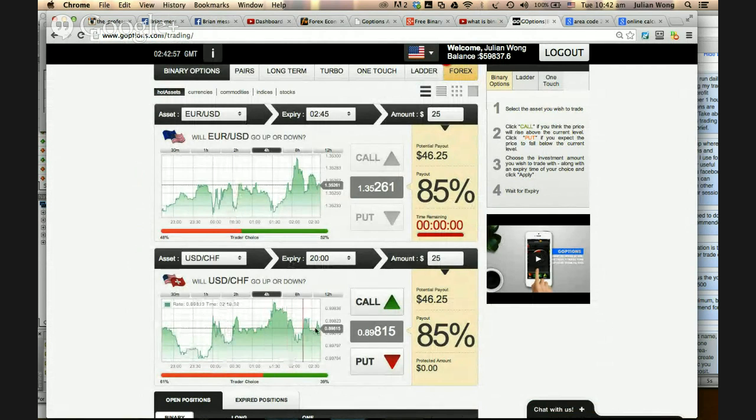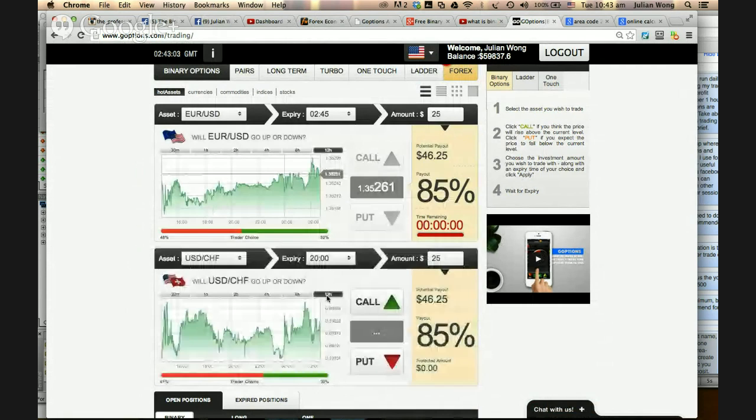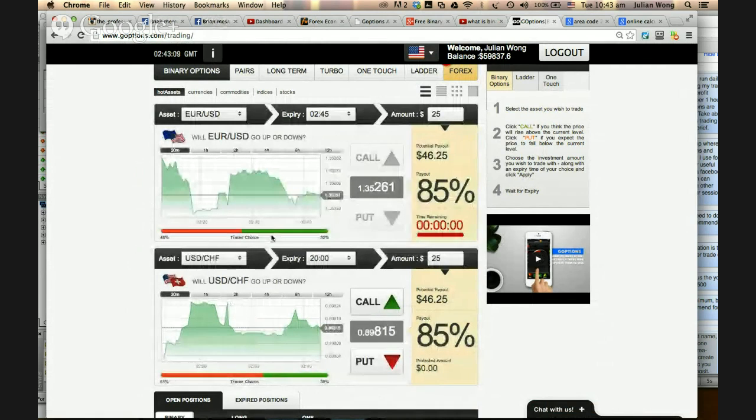See the inverse right here? That is more like the... Okay, as I go to higher time frames, it becomes even more obvious. Even in the short term, it should be fairly obvious as well. Look at that perfect inverse formation.